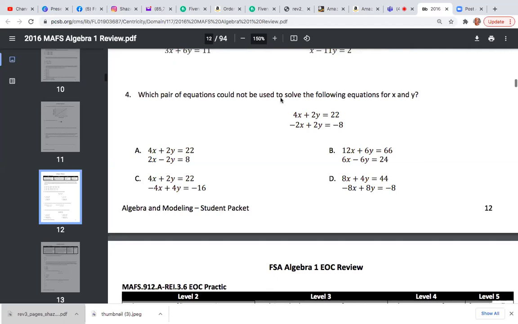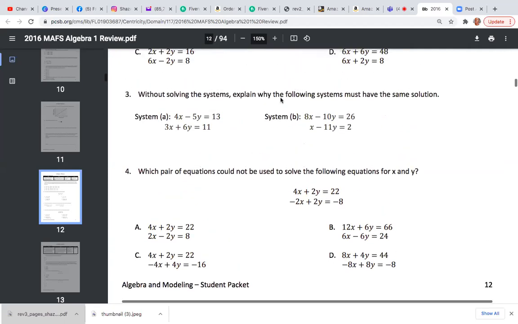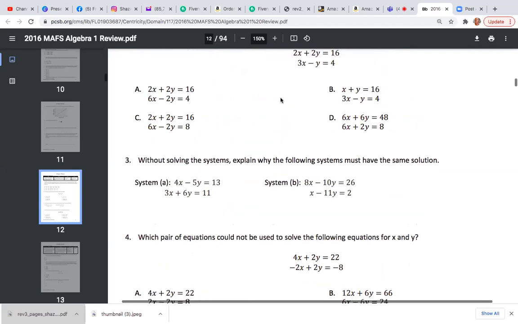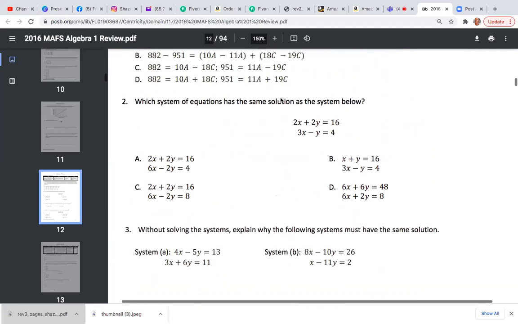Let me see here. Number 4, without solving, explain why the following systems must have the same solution. Okay, all right, you know what? Let me just go ahead and go to number 2. I'm just going to solve the problem. Which system of equations has the same solution as the system below? Okay, guys.